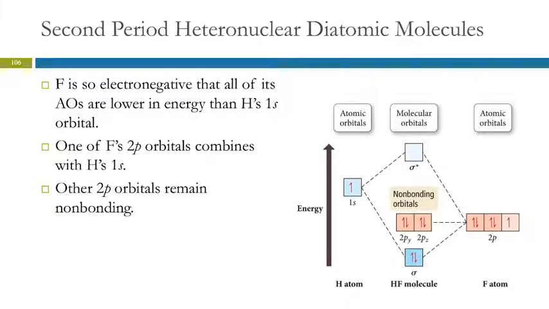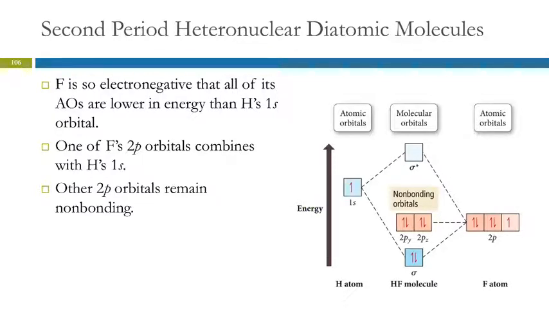What about hydrogen and fluorine? So I do not expect you to be able to draw these heteronuclear diagrams. I'm just telling you about them so that you have an idea of some of the things that can happen. So fluorine is the most electronegative element. It's so electronegative that its 2p orbitals are lower in energy than hydrogen's 1s orbital. So hydrogen's 1s orbital is going to overlap with the x p orbital and form a sigma and a sigma star, a bonding and an antibonding.